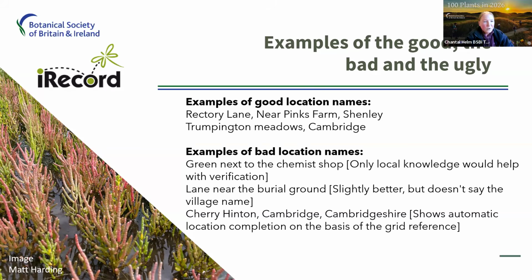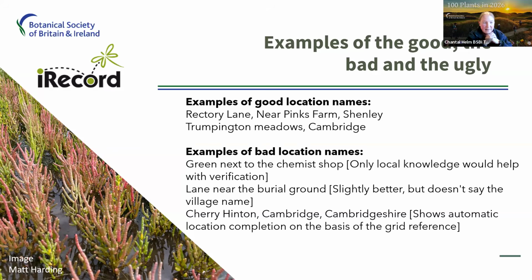And then the last one is a bit of an odd one. You may think, well, that looks perfectly fine. You're saying Cherry Hinton, Cambridge, Cambridgeshire. That clearly defines where it is. The problem with this one, and we'll see when we demo putting things into iRecord again, is that this is what was automatically generated by iRecord. When you are using the app, for example, it can automatically generate a location based on your grid reference and the GPS of your phone.